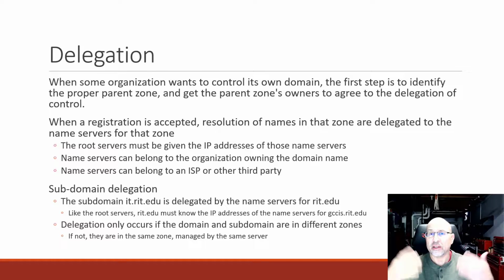So if I create a subdomain, gccis.rit.edu, if rit.edu doesn't know about gccis, well then it can't possibly refer queries down to that name server. And it'll constantly come up with errors or timeouts or no answer found to the queries that come in for any of those names associated with that subdomain. And so the delegation means that the upper level name server knows about this downstream authoritative server and vice versa. So that's a really important part of the process.